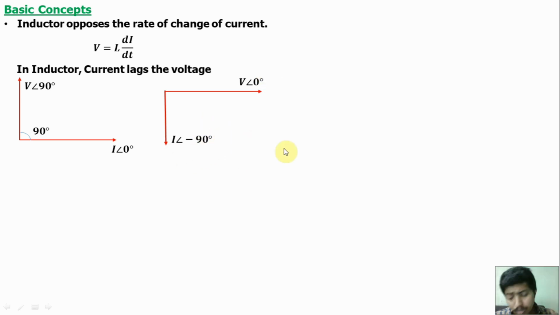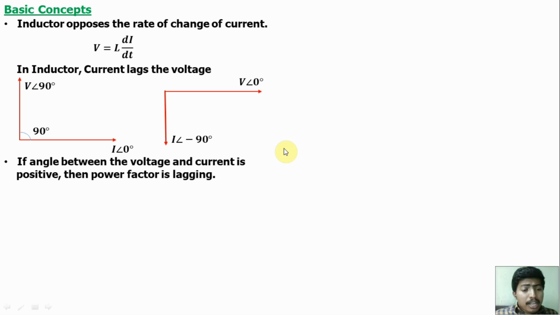Next point. If the angle between the voltage and current is positive, then the power factor will be lagging. Remember the point: if the angle between the voltage and current is positive, the power factor is lagging. How is that? Let us take a pure inductor. Here voltage is V angle 90 degrees. If voltage is V angle 90 degrees, what will be the current value? The current is I angle 0 degrees. For a pure inductor, current lags the voltage by an angle of 90 degrees.